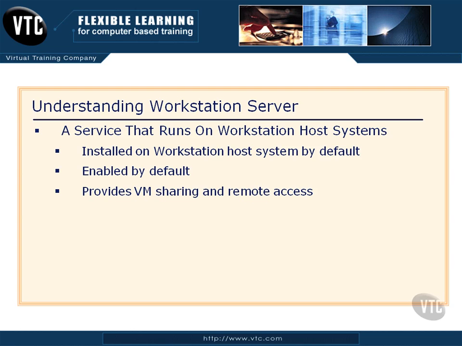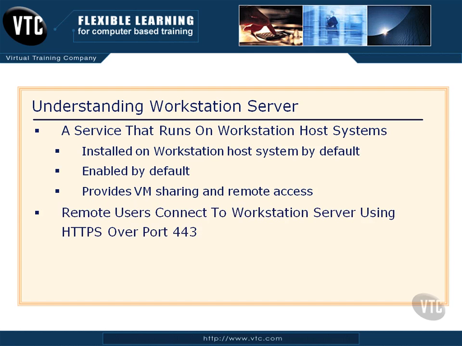What it does is give you the ability to share a virtual machine and provide remote access to other VMware users. Remote users can connect to your Workstation Server, and when they do, they pass data back and forth over HTTPS on port 443. If you know what HTTPS is, we're really talking about secure socket layer encryption. Port 443 is the port used in the TCP/IP protocol to pass it. You can change that port number, and I'll show you how in just a couple of minutes.